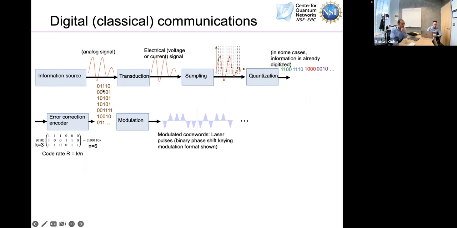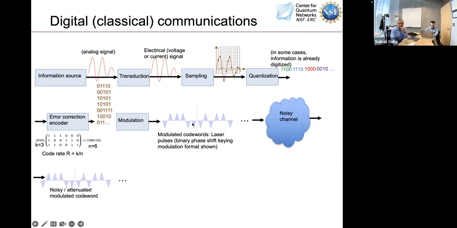Now, once you're done with that process, the next step is modulation. Modulation means that you take each of these zeros and ones, and let's say I'm showing binary phase shift keying modulation. So every 0 is being encoded by a laser light pulse of some mean energy with a pi phase shift, and 1 is being encoded with no phase shift. And then this is your modulated code word, which is then sent over the noisy channel.